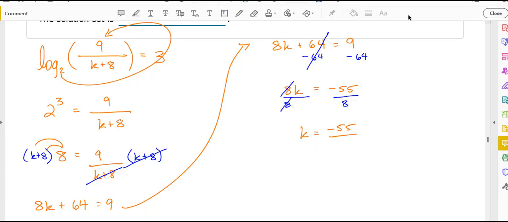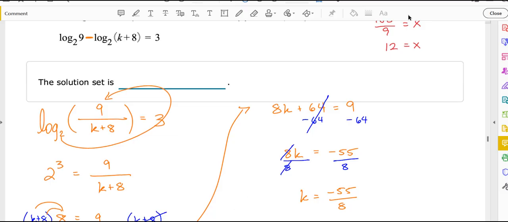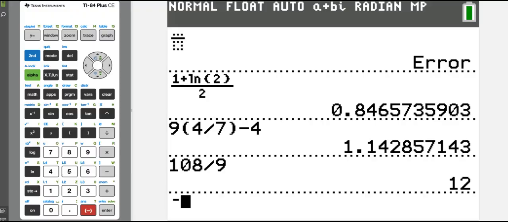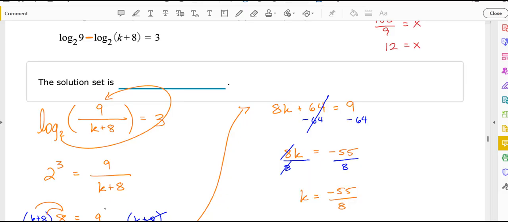Now, do I have to be careful with that? I've got to check it and make sure I'm not taking the log of a negative number. Log base 2 of 9, that's good. Log base 2 of negative 55 over 8 plus 8. Negative 55 over 8, and then plus 8. Oh, cool. That's a positive number. So that solution worked. The solution set is negative 55 over 8.